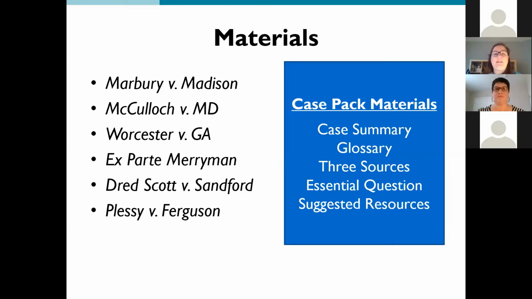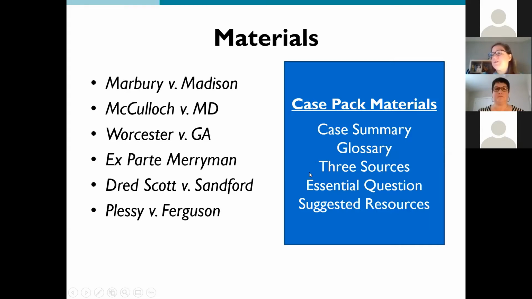Each of the case packs has 3 sources, many of which are from the Library of Congress, and those sources are related to that case in some way. Each of the case packs has an essential question that can tie all of the materials together, and some suggested resources. The resources may be well used as teachers building background knowledge. There could be some lessons in those resources, or there could be some student-facing resources in there. So you'll want to take a look at those resources before you decide exactly how you want to use them.